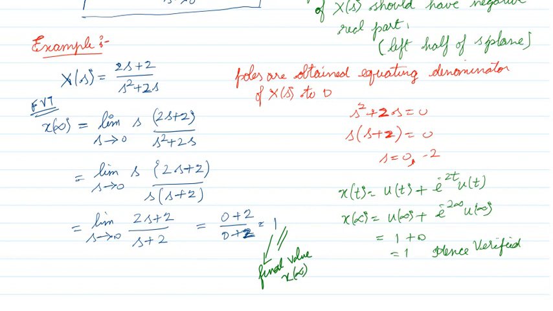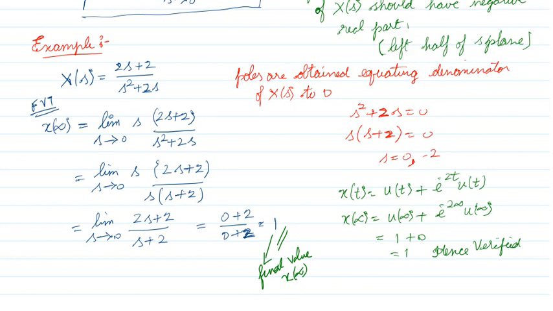Now remember, as I said earlier, we can apply the final value theorem only for a stable system. For that you have to check the poles. Poles are obtained by equating the denominator of X of s to 0. So this is the denominator, s square plus 2s equal to 0. Taking s outside, s into s plus 2 equal to 0. The real part of the pole is not negative, it is positive or 0. But it should also not be repeating. Note that point also. Poles should not repeat on the imaginary axis. If there are 2 zeros, then it is unstable. If it is 1 zero at the origin, it is stable.